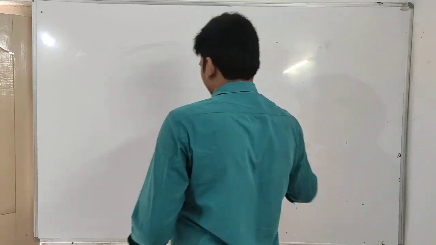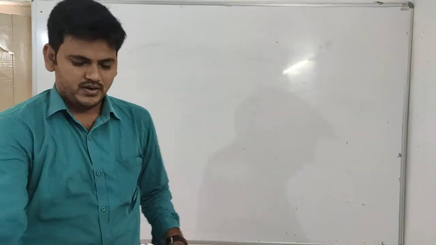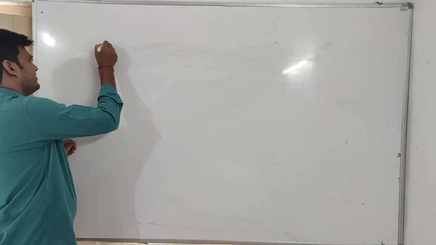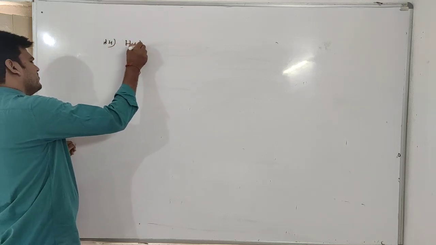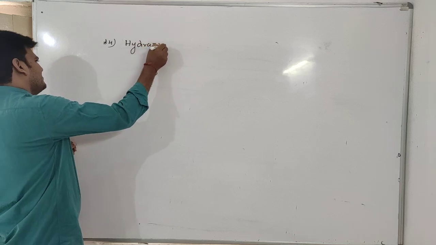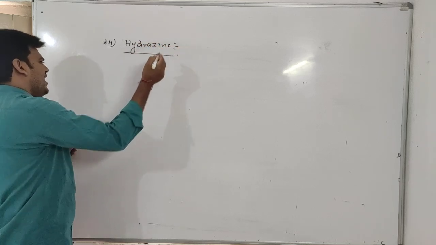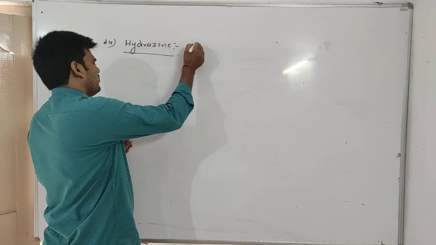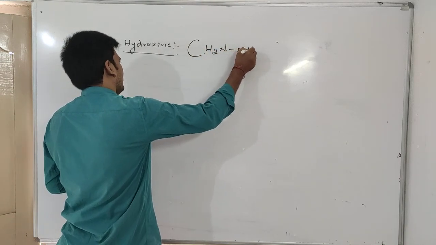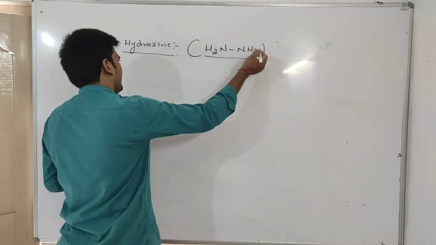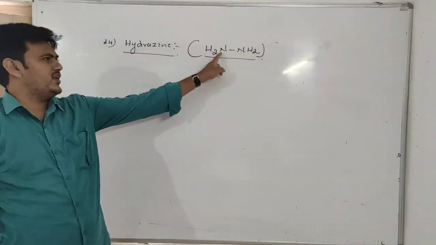Next, fourth property: reaction with hydrazine. Hydrazine has the formula N2H4, or H2N-NH2.